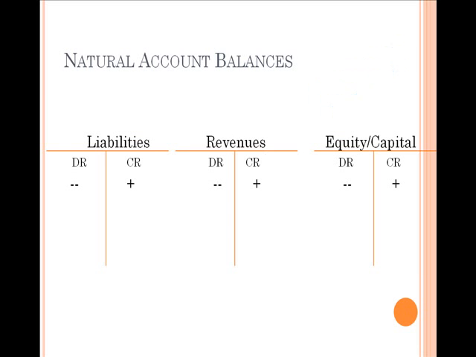Now the opposite is true for these accounts. I don't have a nice little mnemonic for you, but you know it's everything else. Liabilities: a liability is something that you owe. You owe somebody money or a service or a product. Revenue, we all know what that is, or equity or capital. Those things are going to be natural credits. So if we increase those accounts, it goes to the credit side.